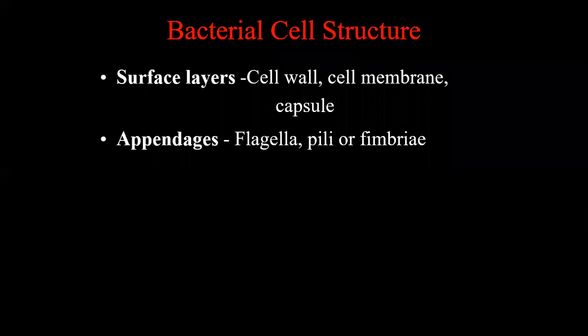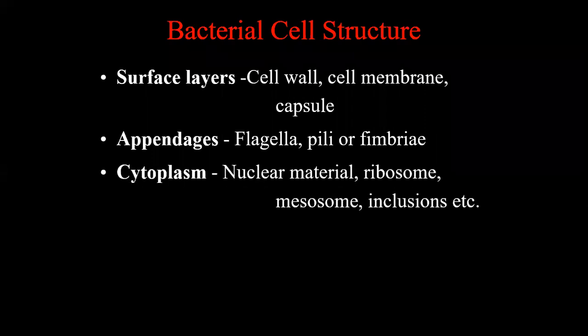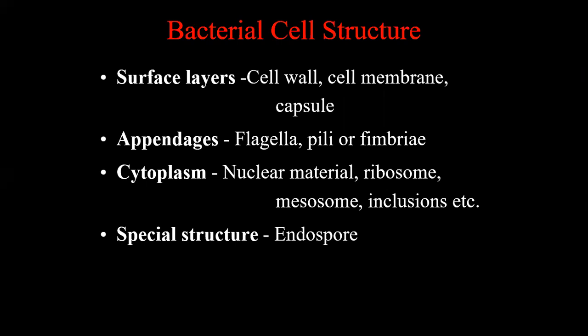The bacterial cell structure is divided into 4 parts. We have the surface layer, which includes the cell wall, cell membrane. And we have the appendages. We have the cytoplasm and the special structure. Now, the surface layer of the bacterial cell consists of the surface parts. This includes the cell wall, the cell membrane, and also the capsule.